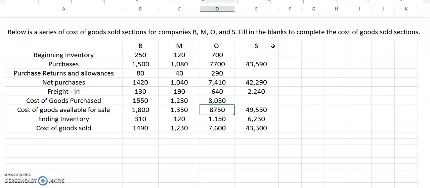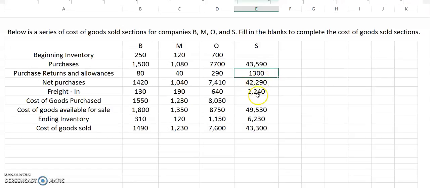With Company S, we do not have a beginning inventory, purchase returns and allowances, or cost of goods purchased. We are going to wait to do the beginning inventory because the beginning inventory does not play into the calculation until we have the cost of goods purchased. To figure out the purchase returns and allowances, we need to take the difference between purchases and net purchases. This is a total of $1,300.